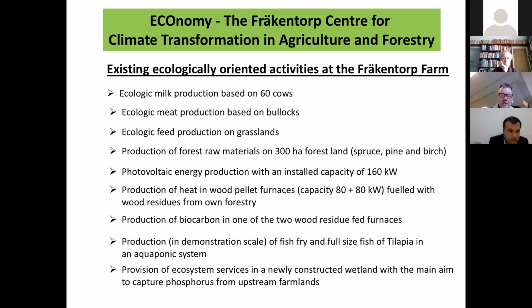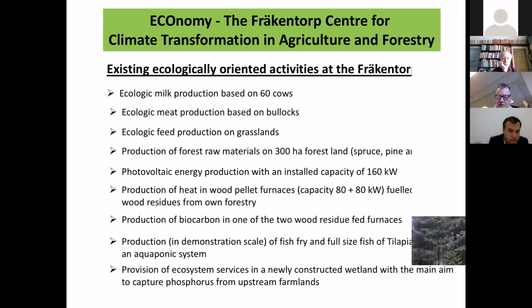And then, lately, there has been a provision of ecosystem services in a newly constructed wetland, where the main aim is to capture phosphorus that would otherwise pollute the Baltic Sea. And again, as Lars mentioned, contribute to eutrophication. And we have other services there as well, as we can see that it will also help fish reproduction of wild species in the lake downstream.